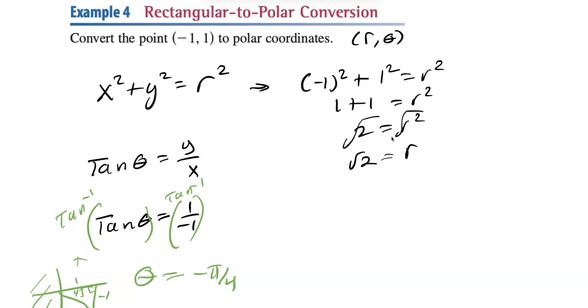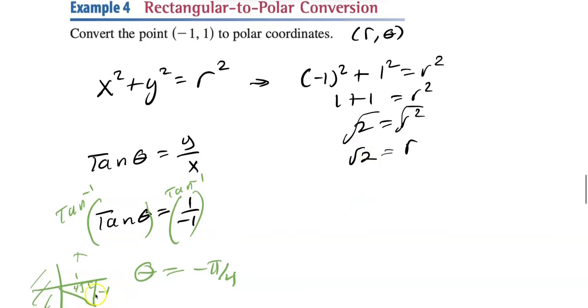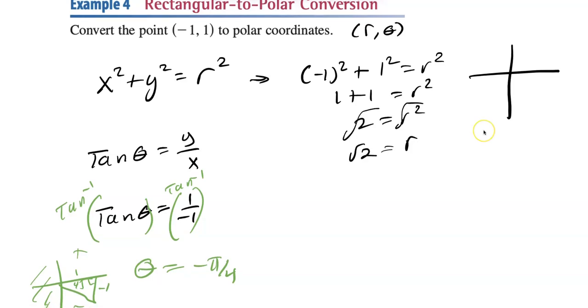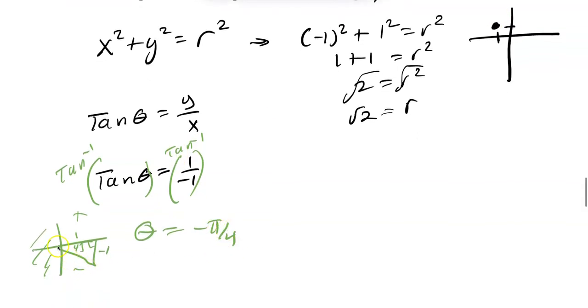Remember what I said before, you've got to check, make sure it's in the right quadrant. Is that in the right quadrant as we need? Because right now we're in quadrant 4, right? Negative 45 is in quadrant 4. Is that point in that quadrant? So let's graph it real quick. We get negative 1 and 1, that is up there. So you can see it's not in the correct quadrant, right? That is not where negative pi over 4 is. Negative pi over 4 is down there.